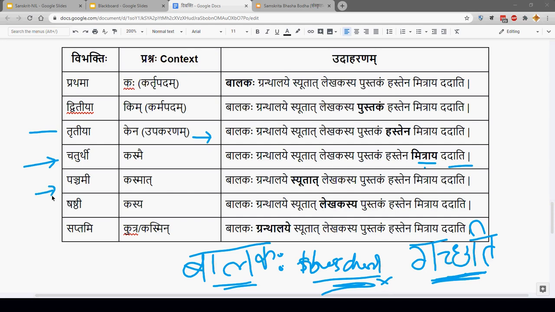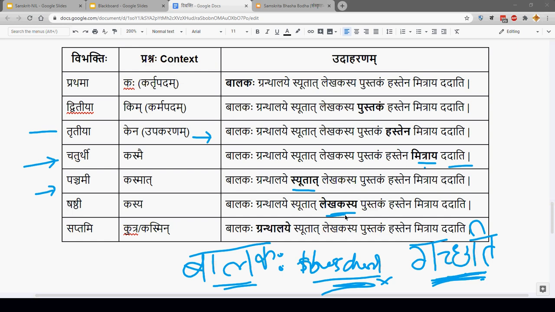Then the fifth case suffix, what is the role here? From. So is he going from the school somewhere, from school to some other place? No, right? He is going to the school. So the fifth case suffix cannot be applied. Now the sixth case suffix obviously cannot be applied, because the sixth case suffix is not related to the verb, it is related to some other noun in a sentence.